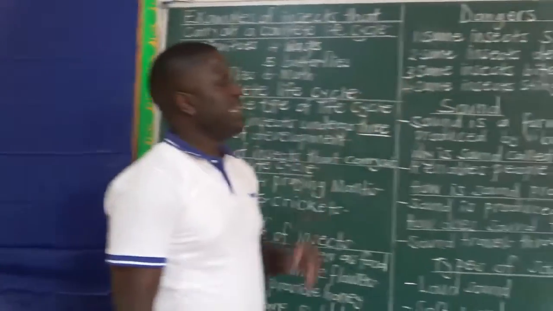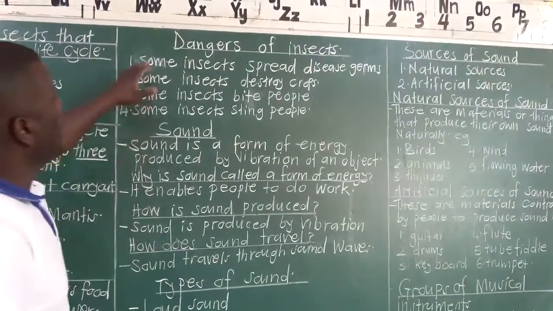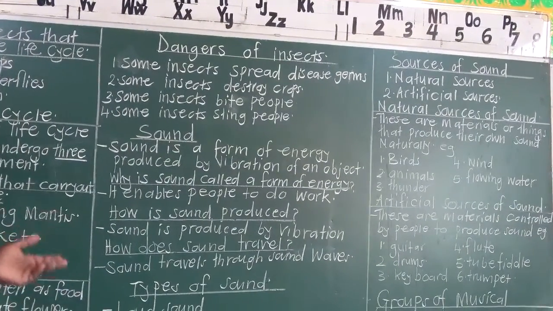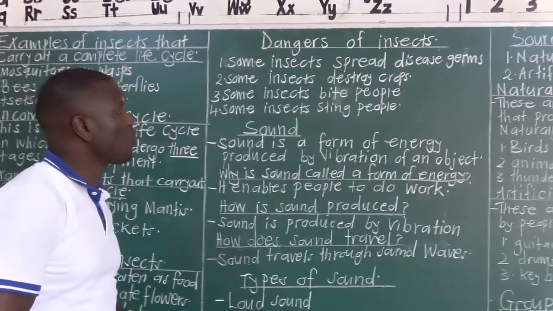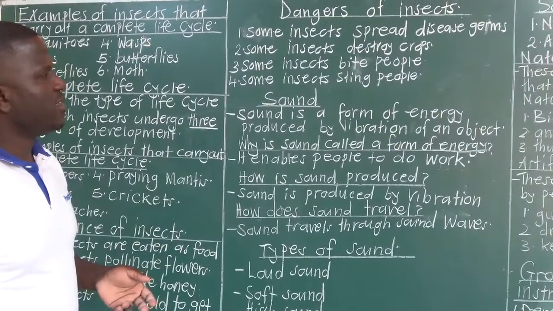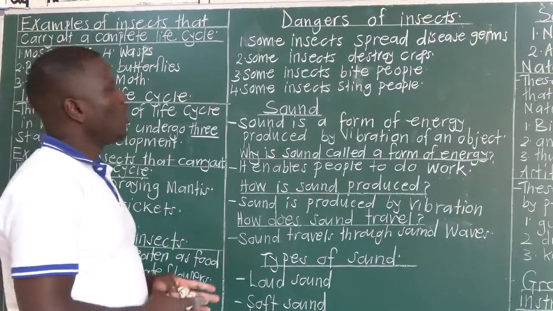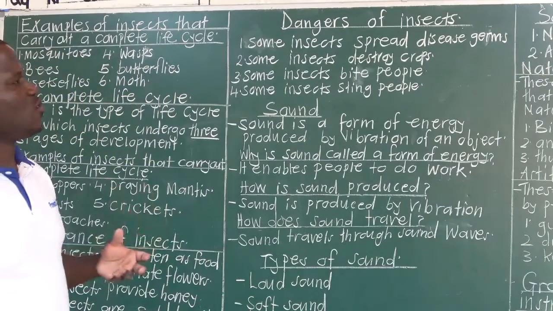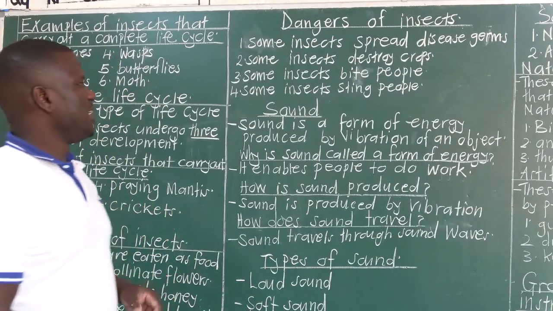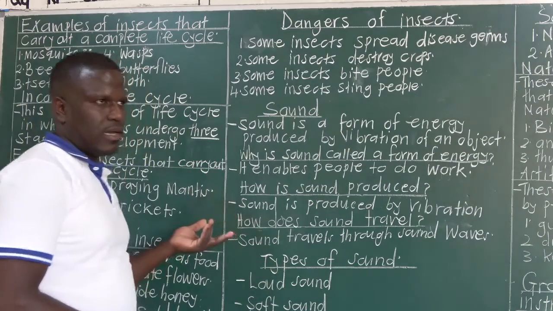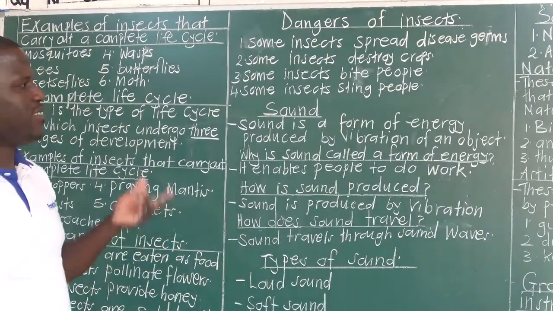Next, we look at dangers of insects. How are insects dangerous to people? Some insects spread diseases, like houseflies, cockroaches. They spread diseases. Some insects destroy crops, like locusts and crickets. They are insects that destroy crops. They are crop pests.